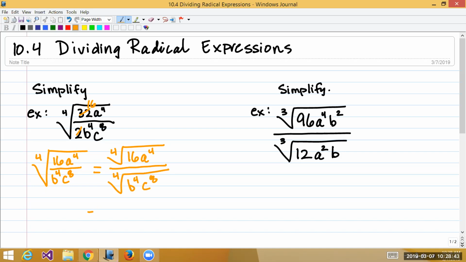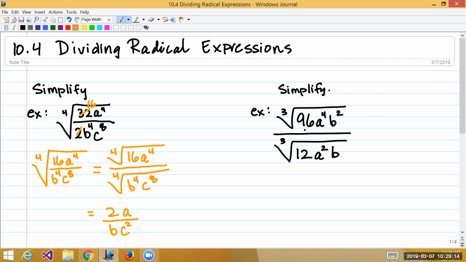Now let's go ahead and simplify each one individually. So in the numerator, the 4th root of 16 is 2, and remember, this number, this index, tells us how many per group. We're looking for groups of 4. We have 4 a's, so we can pull out an a. Nothing remains on the inside. Over, same thing here. We'll have a b, and we have 8 c's. We can pull out 2 groups of 4.